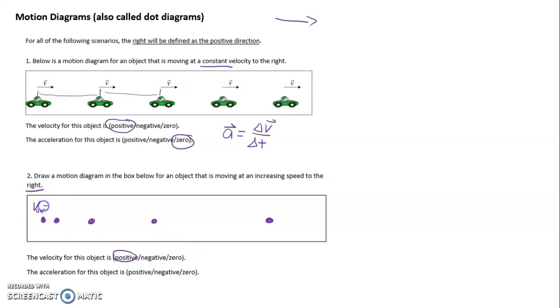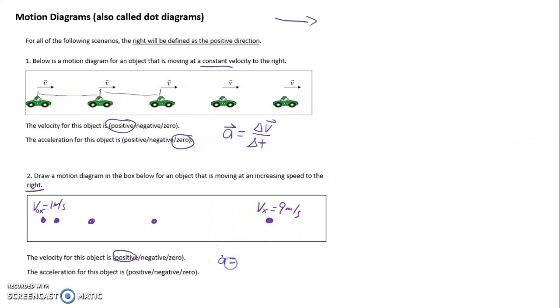Let's just pick a point. We'll say the initial point, the velocity was, say, 1 meter per second. And then at this final point, the velocity was, I don't know, let's go with 9 meters per second. And then how much time elapsed? Well, let's say that there's 1 second between each dot. So that's 1, 2, 3, 4 seconds that passed. There are 5 dots there, but only 4 seconds elapsed.